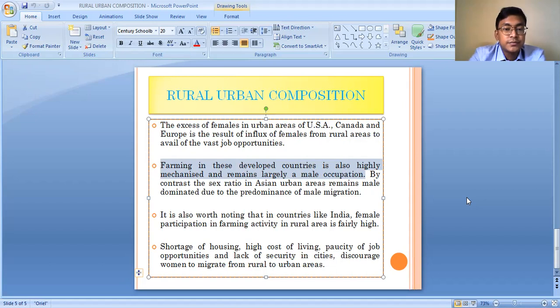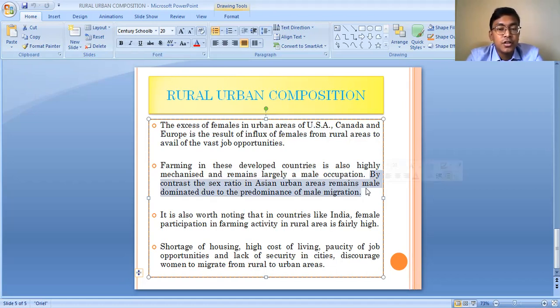By contrast, the sex ratio in the Asian urban areas remains male dominated due to the predominance of male migration. In the Asian countries, in the urban areas, the sex ratio is more favorable to the males. Why? Because of male dominance. More males migrate from the rural area to the urban area in the Asian countries. So this is why we find more males in the urban areas of India, Pakistan, Nepal, and the other Asian countries.